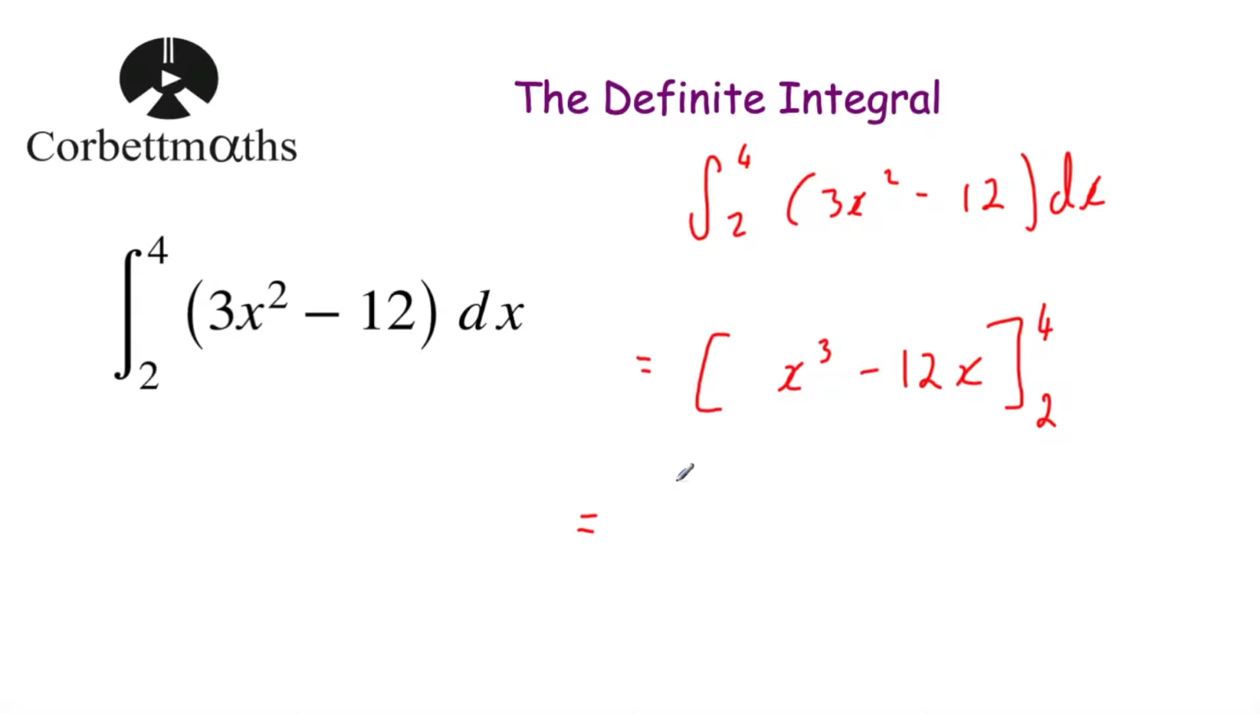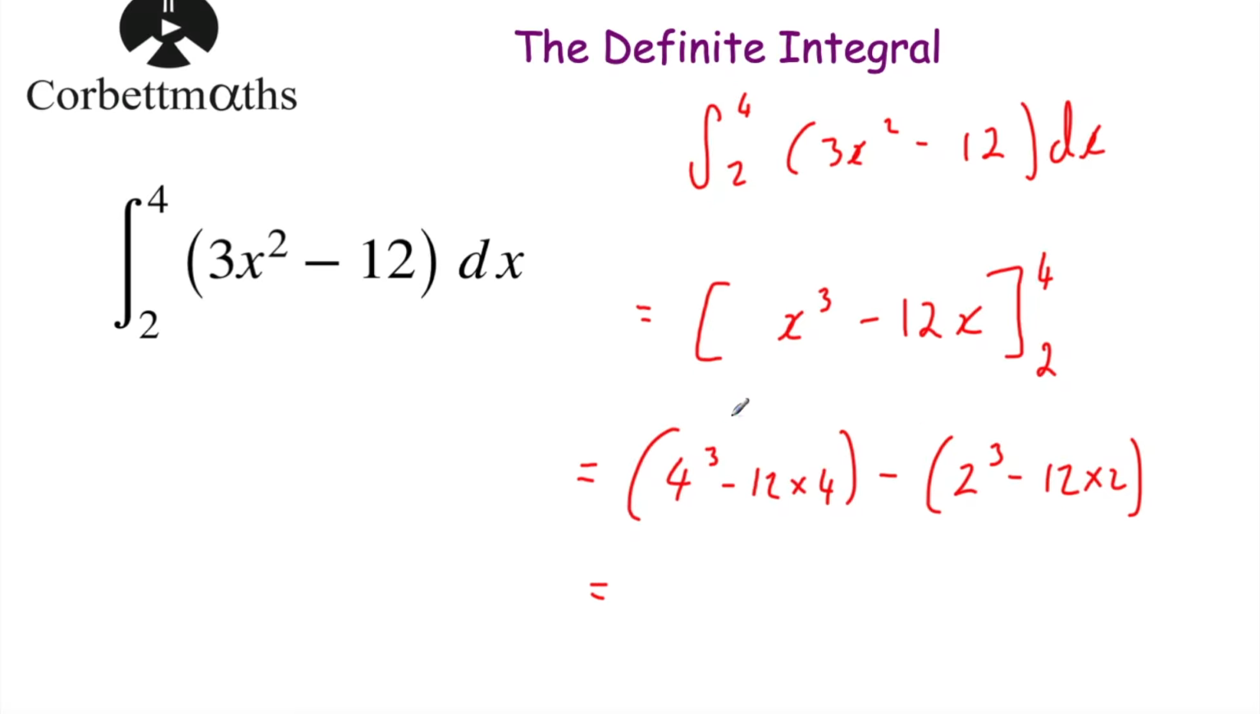So that's going to be equal to: we're going to do 4 cubed minus 12 times 4, and then close brackets. And then we're going to also do 2 cubed minus 12 times 2. So just substitute in 4 for the value of x and substitute in 2 for the value of x. And you can just type this into your calculator if you wanted to. I'm just going to work it out manually.